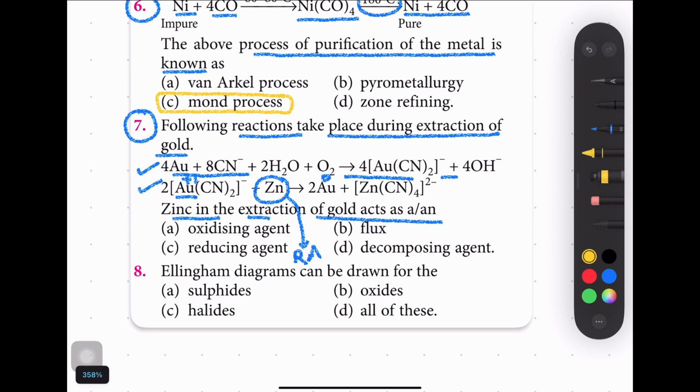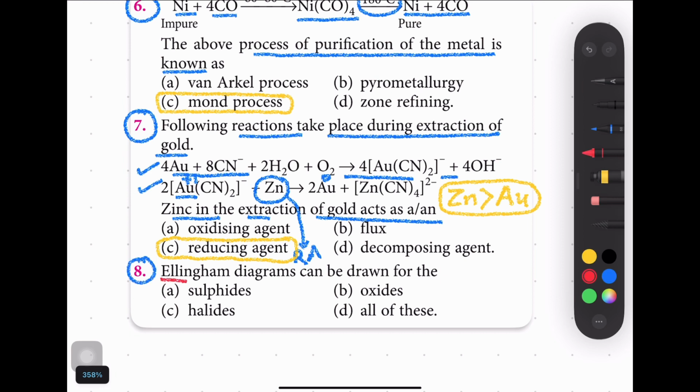So what is the function of zinc here? It is basically a reducing agent, because zinc metal is more reactive than gold, above it in the electrochemical series. So basically the correct answer should be C. Now let's move to question number 8.